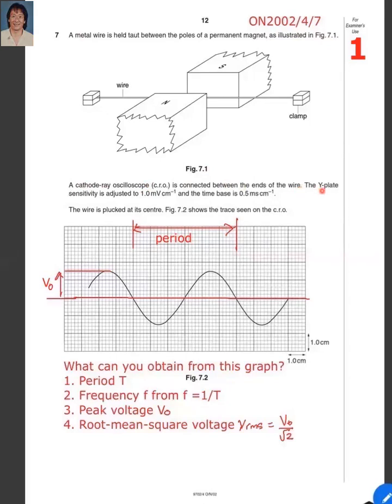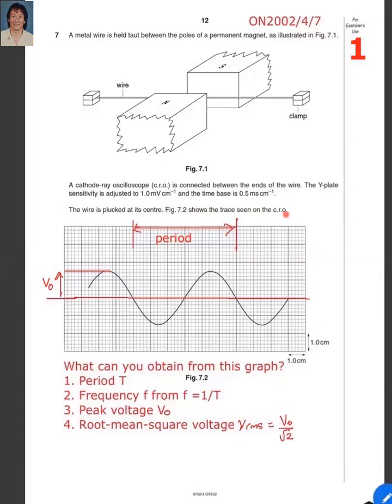The Y plate is adjusted to 1 millivolt per centimeter. This means that for any displacement of 1 centimeter vertically, you need a voltage of 1.0 millivolt. And the time base is 0.5 millisecond per centimeter, meaning horizontally in the x direction, a displacement of 1 centimeter requires a time of 0.5 millisecond. The wire is plucked at its center. Figure 7.2 shows the trace seen on the cathode ray oscilloscope.